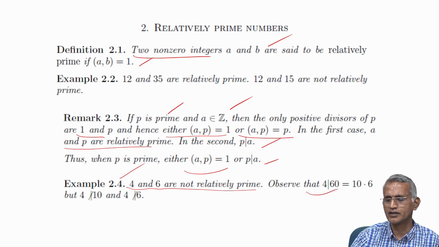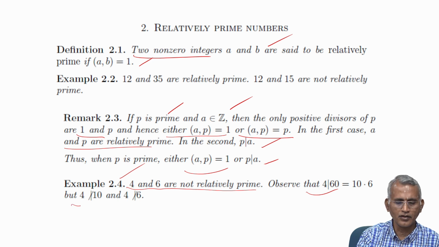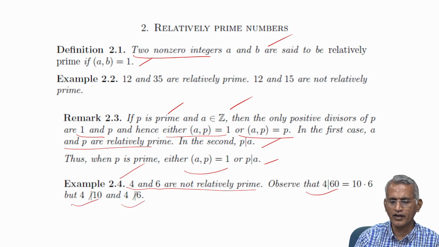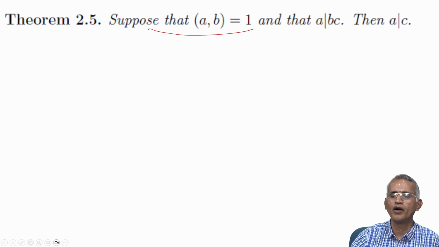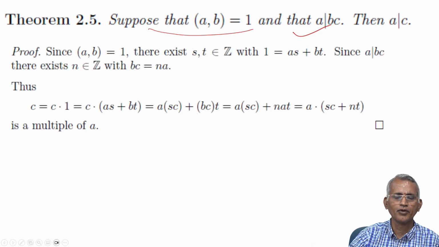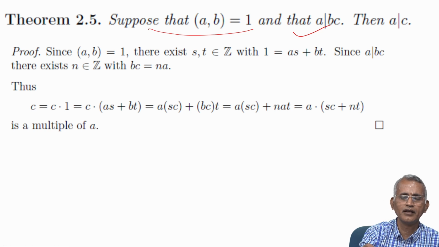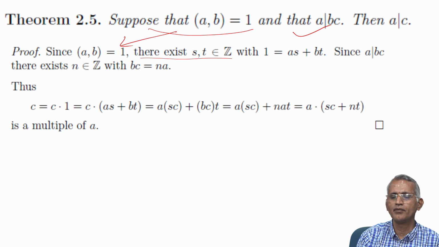4 divides 60 and therefore 10 into 6, but 4 does not divide 10 and 4 does not divide 6. Suppose the GCD of two numbers a and b equals 1 and a divides bc, then a divides c. The proof is very simple. Since the GCD of a and b is 1, there exist two numbers s, t such that 1 can be written as as plus bt.